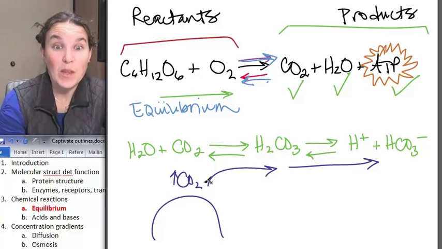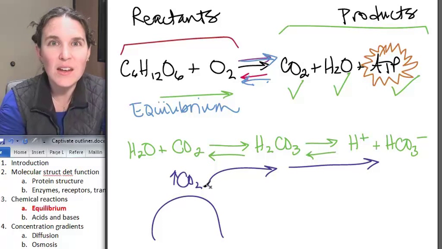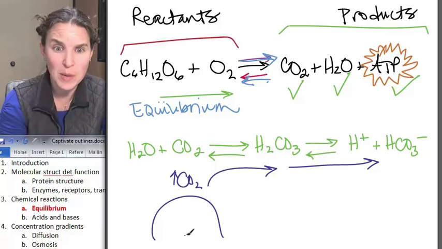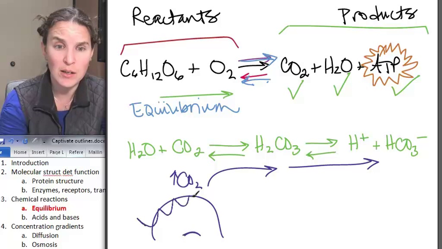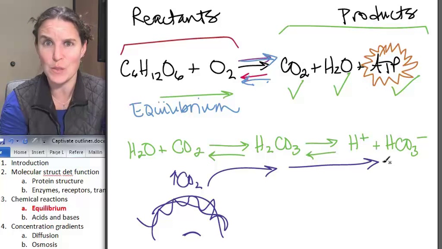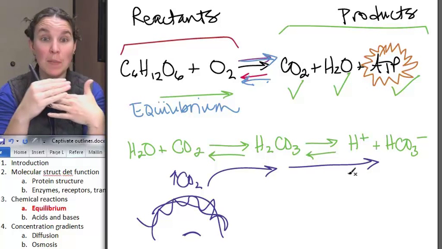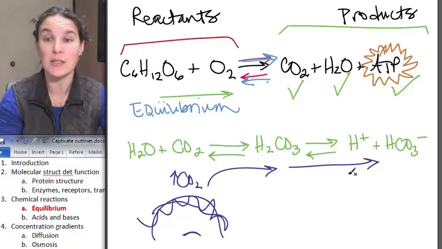If the act of sending it this direction means that we're going to decrease that little pile, the pile is going to get smaller, and pretty soon we're not going to have that much carbon dioxide because you turned it into all of these products over here. And then you're going to be back in that dynamic equilibrium where it's going both directions.